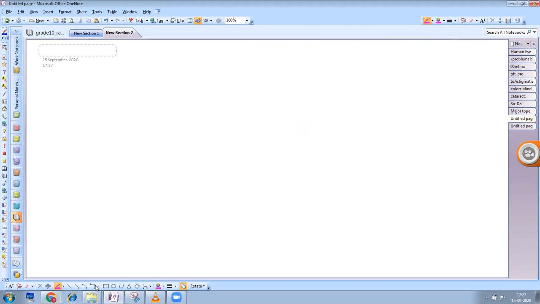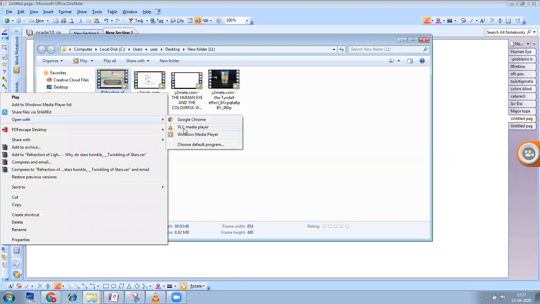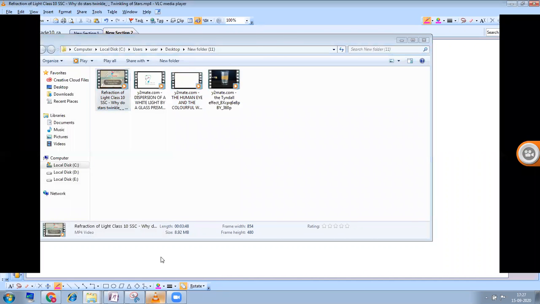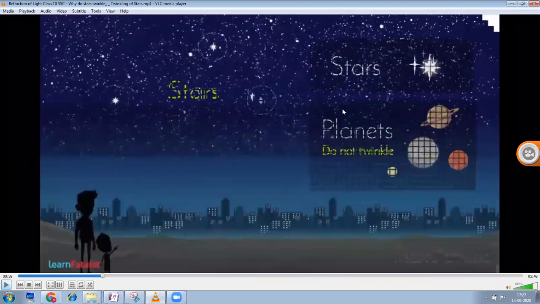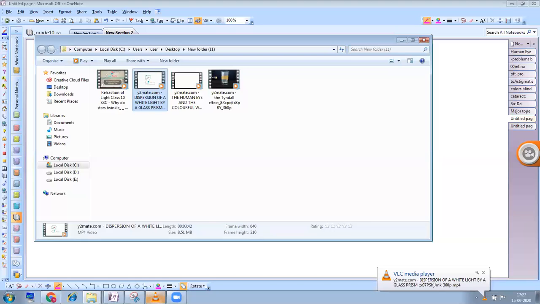We'll see a small video related to dispersion of light. Both refraction of light and dispersion of light we'll see again. Let's see. After that, if you have any doubts, please let me know. Atmospheric refraction, twinkling of stars is an application, not what I'm talking about now. Sorry. This is dispersion by a prism and combination of white light. We'll discuss both here.